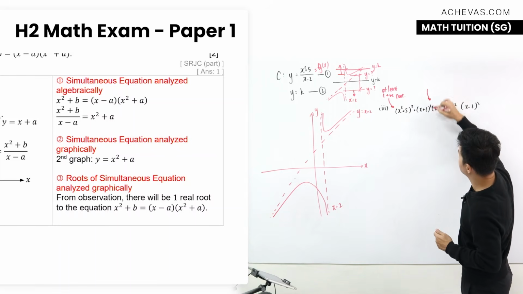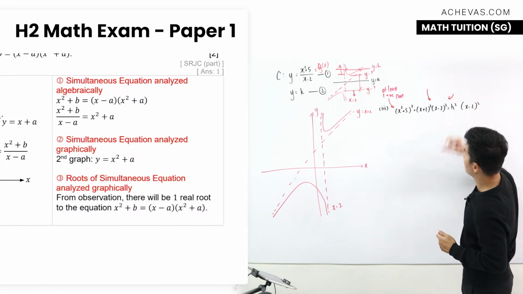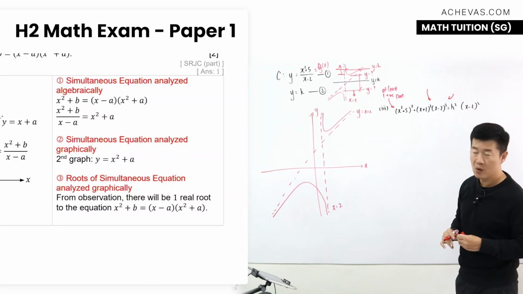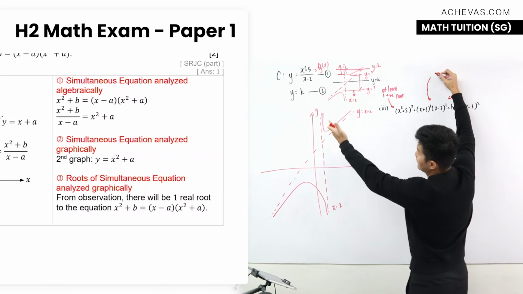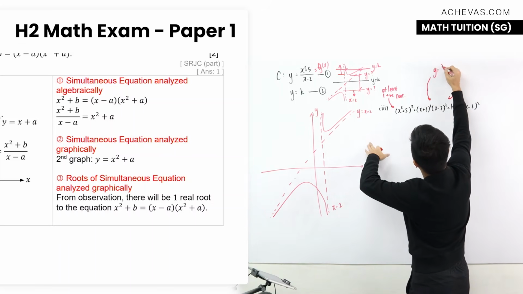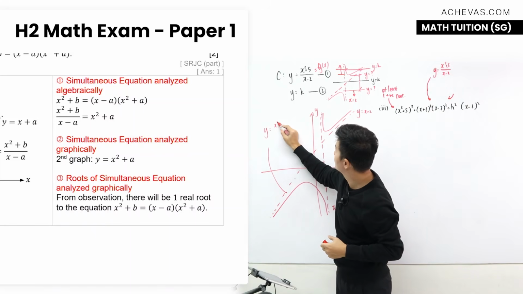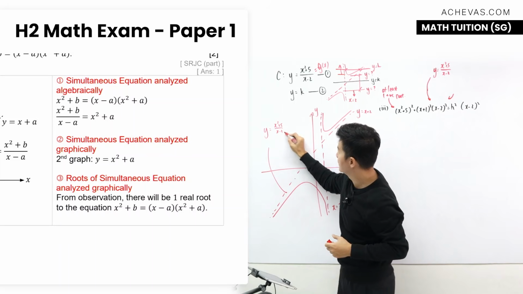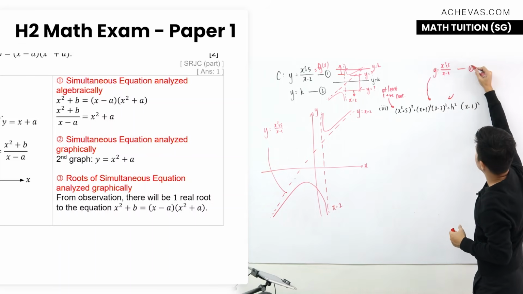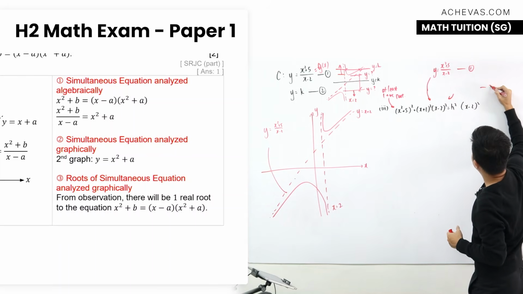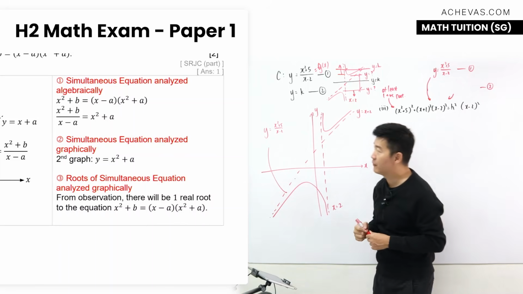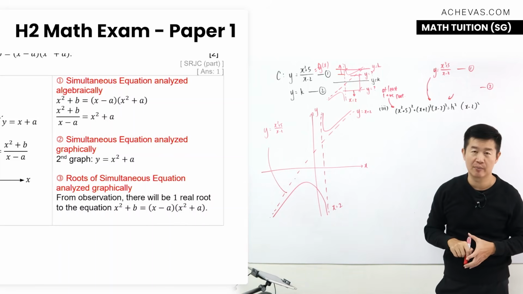We know that this is going to be the result of a pair of simultaneous equations. One is definitely going to be the hint that is given to us by the question, which is y is equal to (x squared plus 5) over (x minus 2), which is this curve. So this is supposed to be equation number 1. Equation number 2 is yet to be found, and my first objective is to find equation number 2.